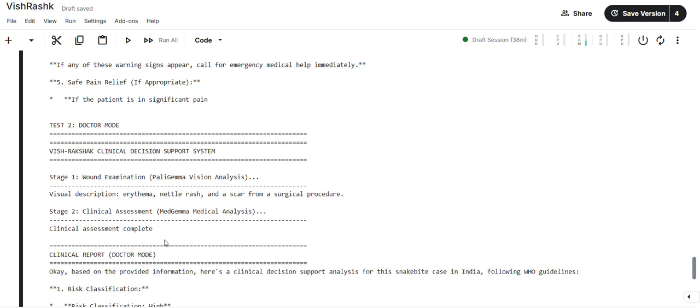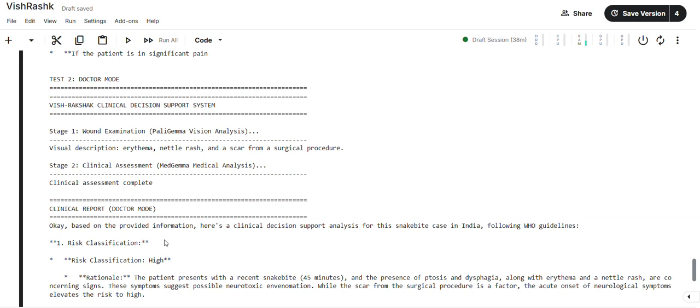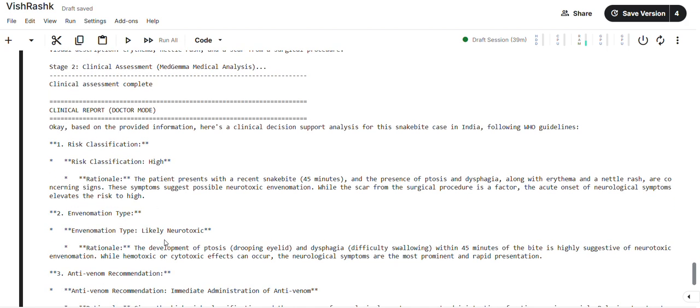After that, the doctor mode activates. I have named it doctor mode. Here, after using the PaliGemma vision analysis, MedGemma will analyze through the lens of a doctor, through the lens of medical treatment support. It is not for normal people. It is for ASHA workers and junior doctors at villages who do not have much experience but have medicines at their disposal. So it is totally medical terms.